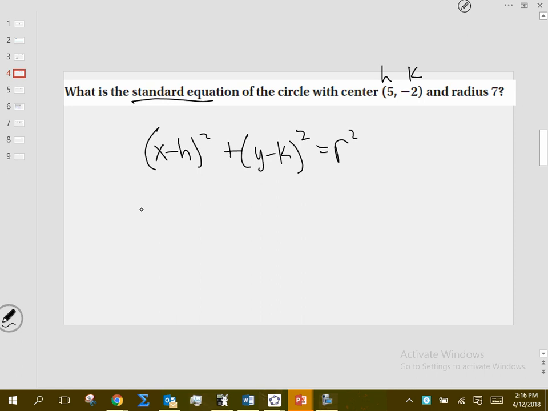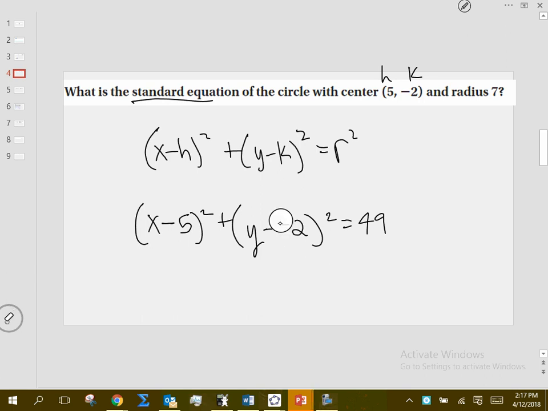So now you're going to write what? X minus 5, and then y minus -2 equals 49. So what is this minus and -2 going to become? +2. And there's the equation of your circle.